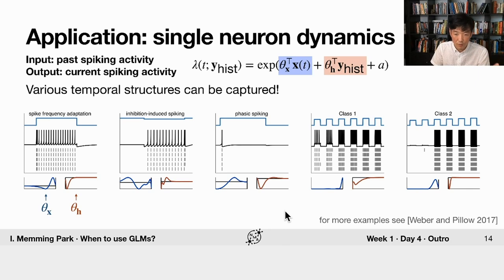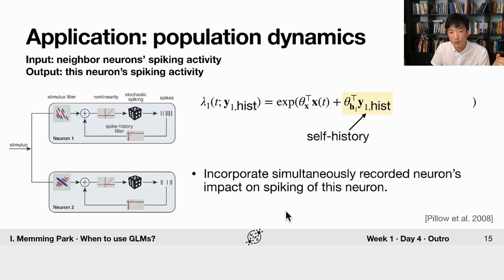All right, moving on to more than one neuron. So far, we're talking about single neuron dynamics. What can we do about populations? Let's say you have two neurons, can we use GLMs to describe these multiple neurons interacting with each other? So let's say you have recorded simultaneously from neuron one some spikes, from neuron two some other spikes, and you fit the autoregressive GLMs that we just described. So you have a stimulus filter, nonlinearity, spiking, and history filter for neuron one, and the same for neuron two.